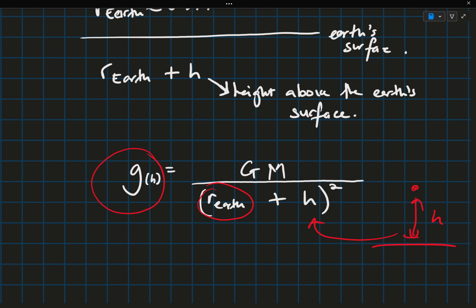All right, so g is inversely proportional to distance from the Earth. That's what's happening there.